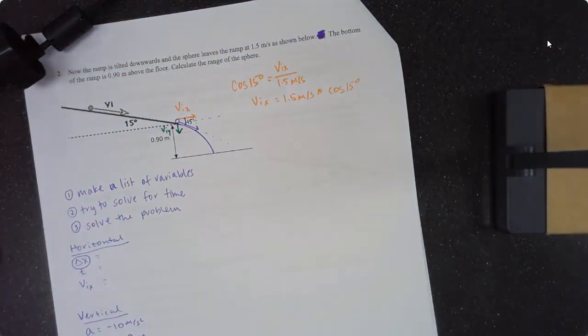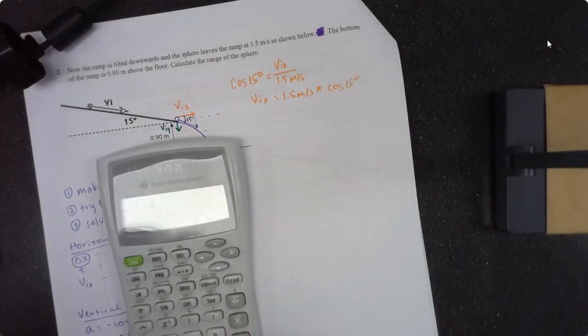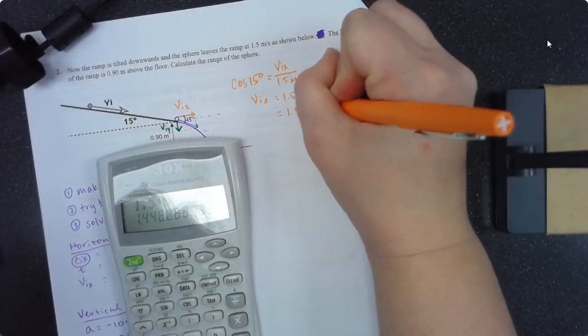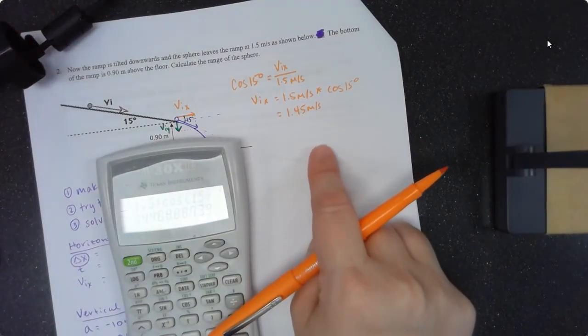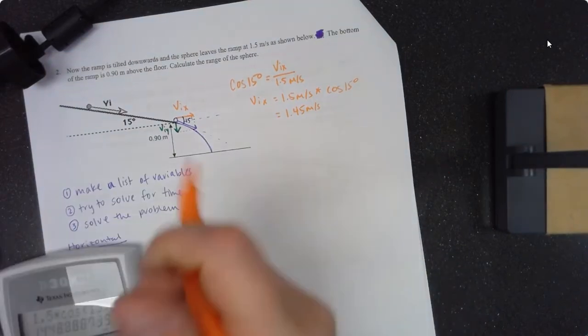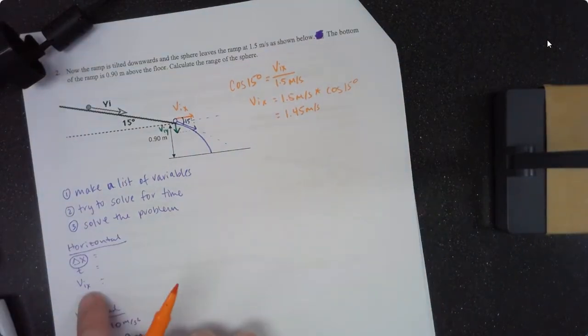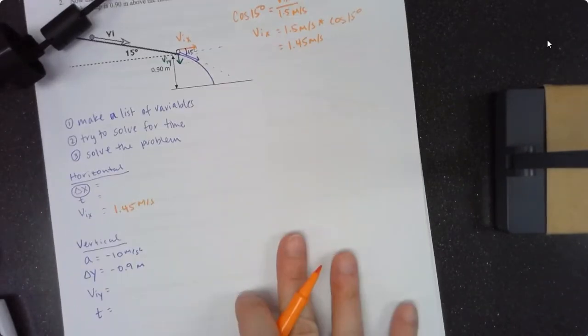You can just, in your calculator, make sure that you're in degrees and not radians. So I've got 1.5 times the cosine of 15. So my initial velocity here is 1.45 meters per second, which is a lot of it, right? That's awful close to 1.5. The reason it's so close is because this angle is so shallow. So I'm going to take that information and write it here in my list so that I know that I have it, and at a glance I can tell how much information I have here, if I'll be able to solve anything with those equations.